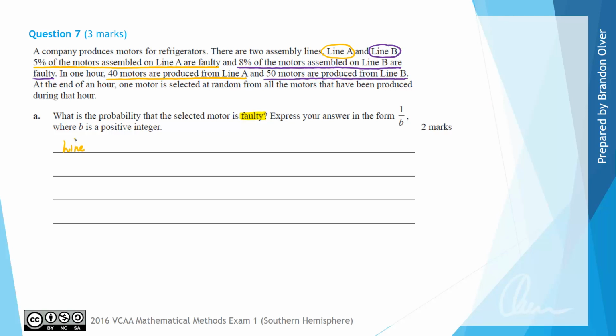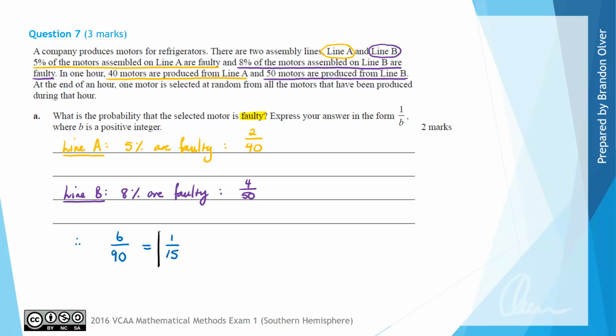So from line A, we know that 5% are faulty, which is equivalent to 2 motors out of the 40 that were produced. For line B, we know that 8% were faulty, and as 50 motors were produced, that's the same as 4 out of 50 being faulty. So therefore, there are 6 faulty motors in total out of 90 that were produced, which is equal to 3 on 45, which is 1 on 15. And that is the form that the answer needed to be in, which was 1 on B. So that is the answer to part A of this question.